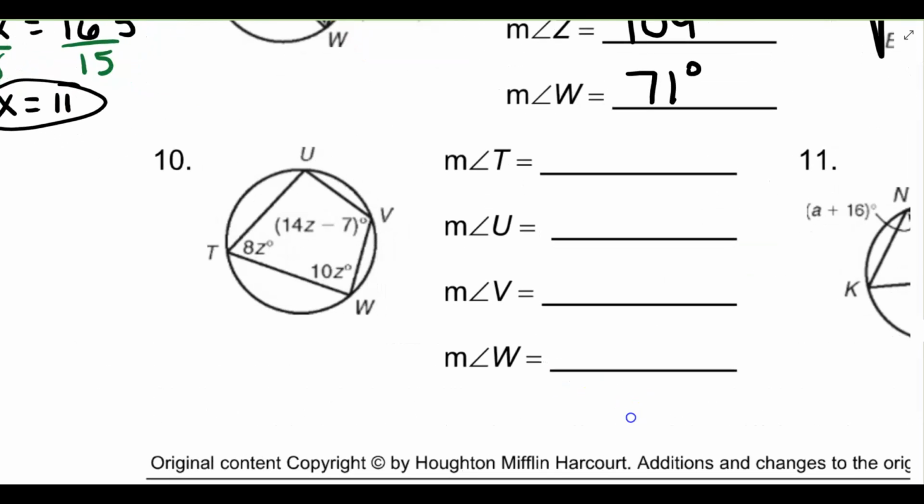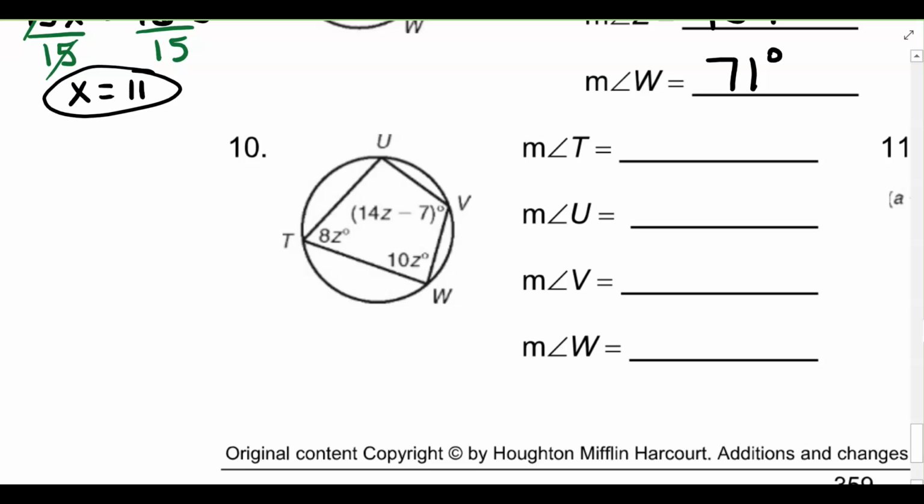Okay, just like the others, I have a quadrilateral, which means all four angles add up to 360. I also know opposite angles are supplementary. Since I know nothing about u, I need to go down the road of the opposite angles theorem. So I know that 8z plus 14z minus 7 should equal 180 since they're supplementary.